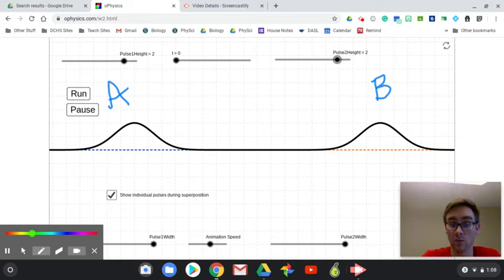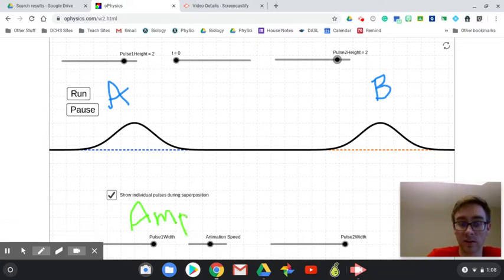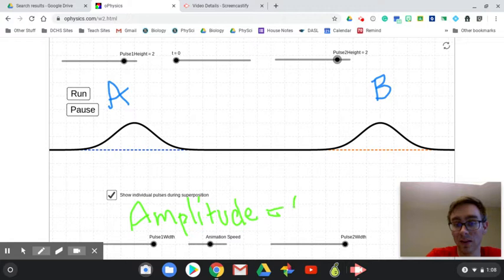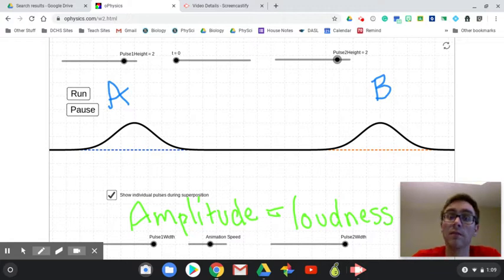Now, again, recap first before we keep going. Remember, when we talked about sound, amplitude is how tall a wave is, and it relates to loudness. The bigger the amplitude, the louder it is, or what we call sound intensity. The smaller the amplitude, the less intensity.